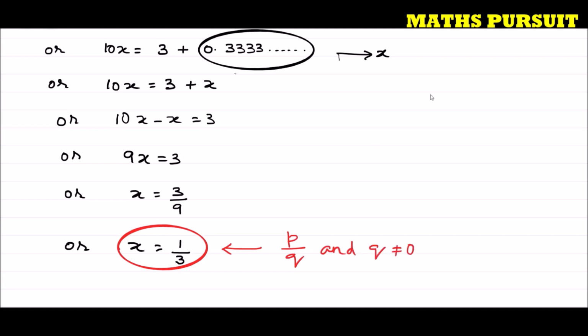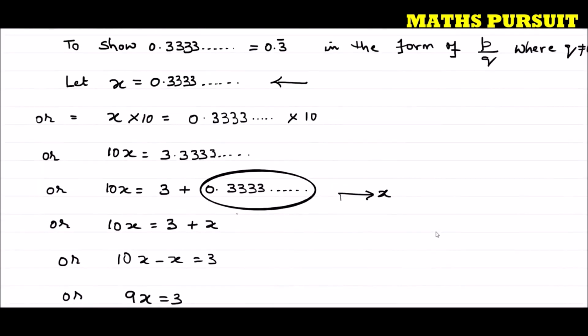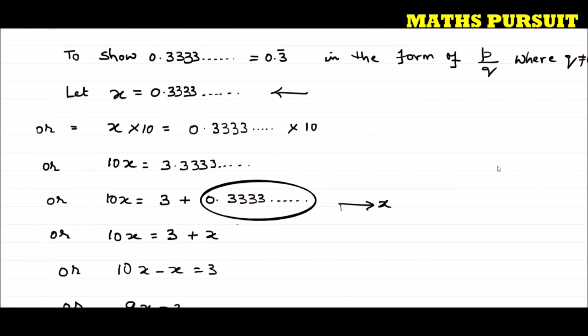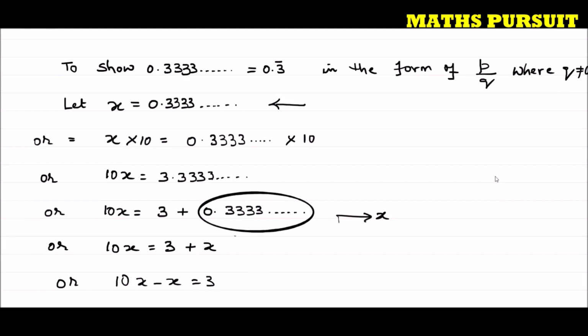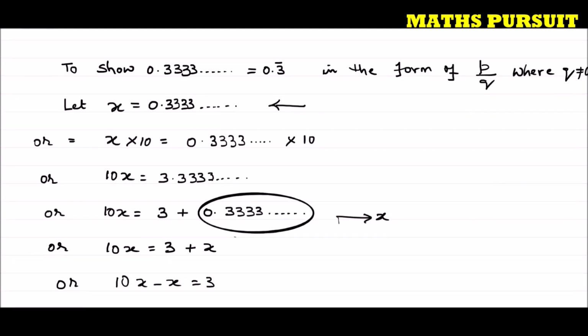The only confusion here is why we multiplied 10. Why we did not multiply 100 or 1000, just we multiplied 10. Just keep in mind, if you look here, there is a bar on 3. That means it is repeating. Immediately after the decimal, this 3 is repeating. So for that reason we multiplied 10 here.